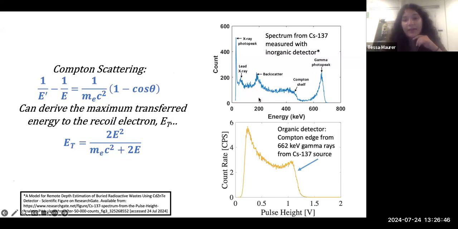Essentially what you see here, if you look at the inorganic detector plot, from around 200 to say 500, that's all we're really seeing in this organic detector, really just the Compton scattering. We're not seeing photopeaks. So we have to use this equation here that tells us the maximum transferred energy to the recoil electron. That defines a sharp edge, because Compton scattering can transfer no more than that energy. And that's how we would go about reconstructing the deposited energy from the gamma ray that was incident in the first place.